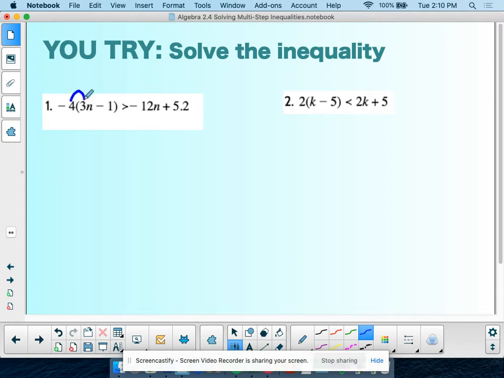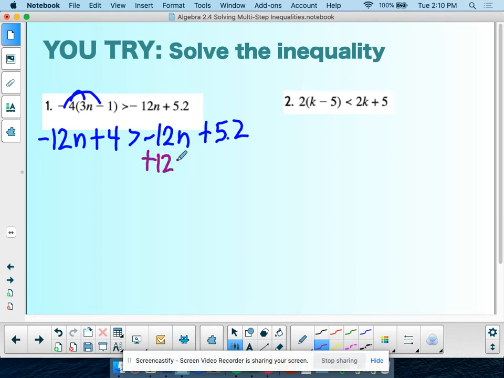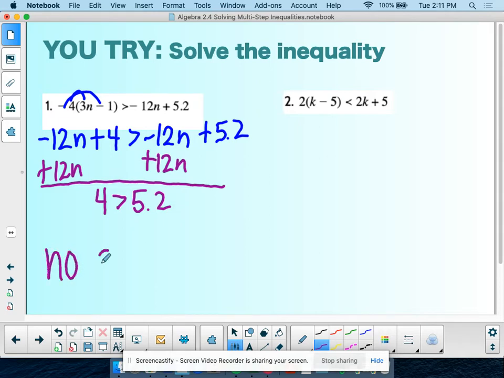Okay, here we go. Negative 4 times 3n is negative 12n. Negative 4 times negative 1 is positive 4. It's greater than negative 12n plus 5.2. All right, we want to get our n's to the same side, so I'm going to add 12n. My n's are going to go away, so my 4 is greater than 5.2. Is 4 greater than 5.2? No, it's not. So we get no solution.